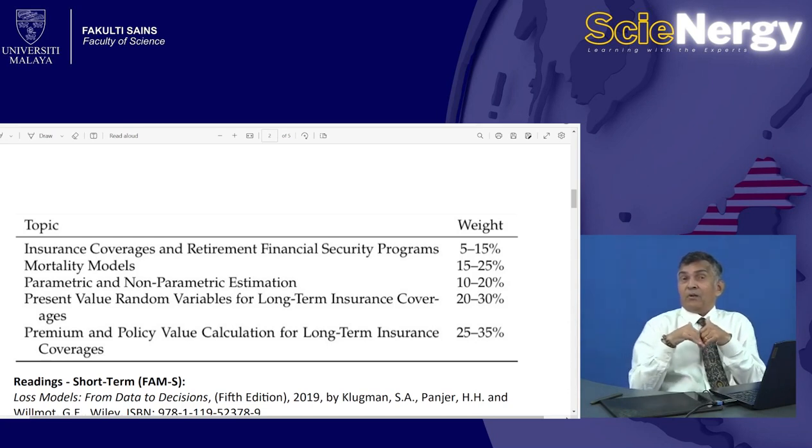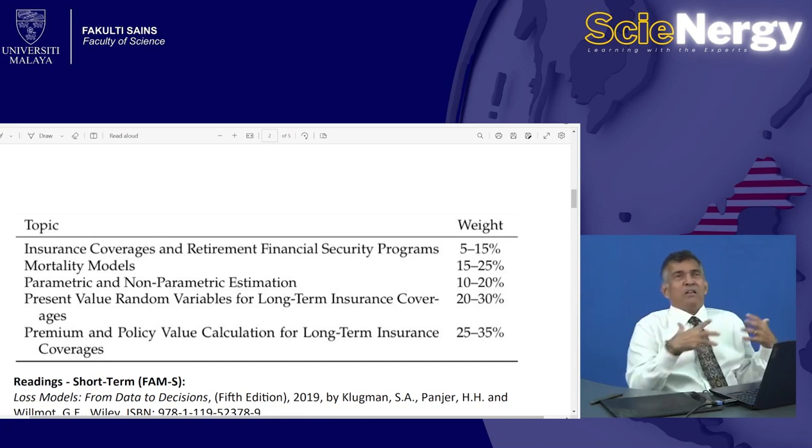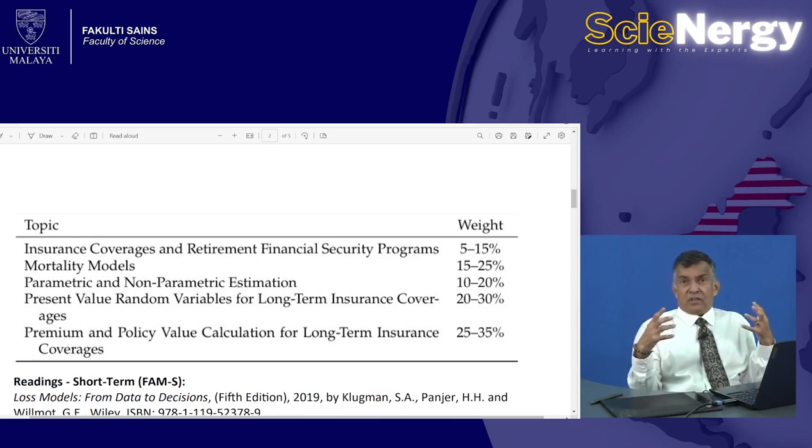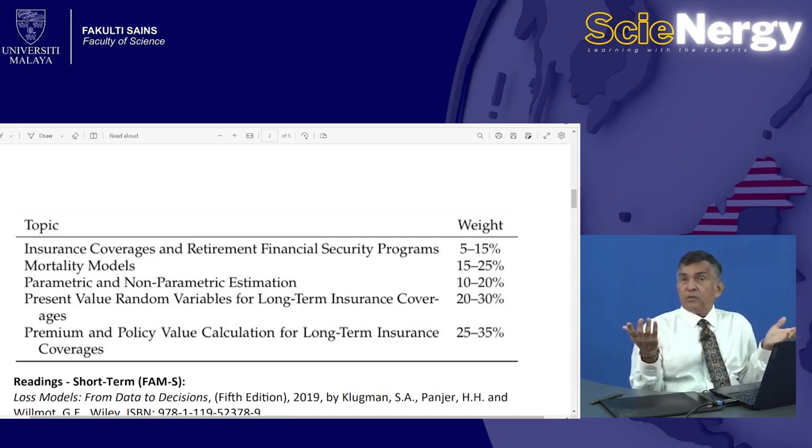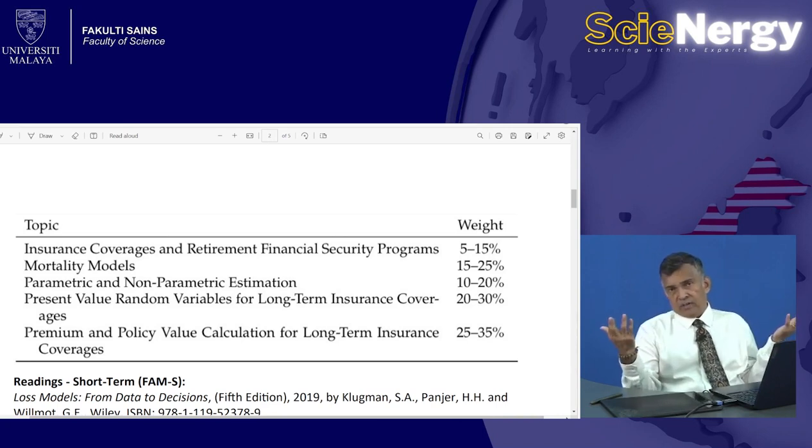But we are now at the present moment, so what do we need to do? We need to bring him back. That's why they call it a present value random variable. When you have a random variable, what do we do in statistics? We need expectations and variances. That's what we're going to do. So we have present value random variables for long-term insurance coverage, and premium and policy value calculation for long-term insurance. These are the broad topics. Premiums, as you can imagine, is about finding how much somebody has to pay when they buy a policy.